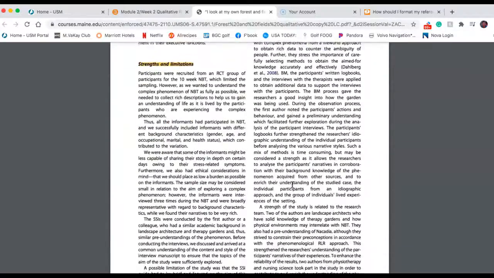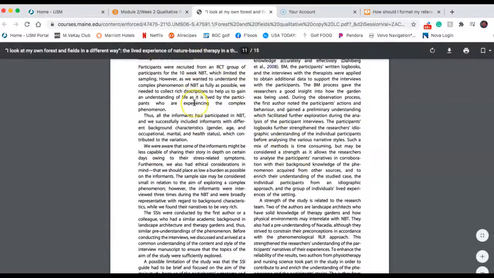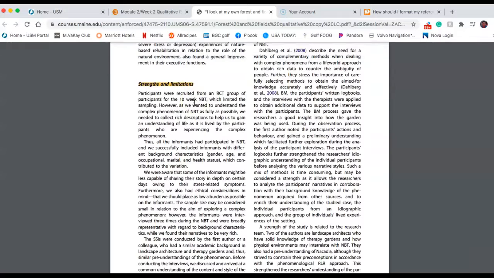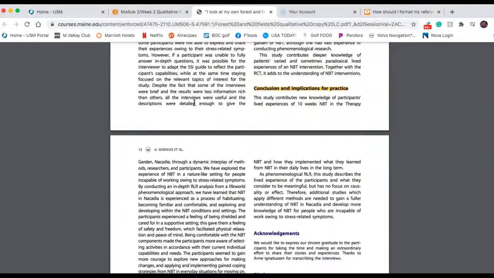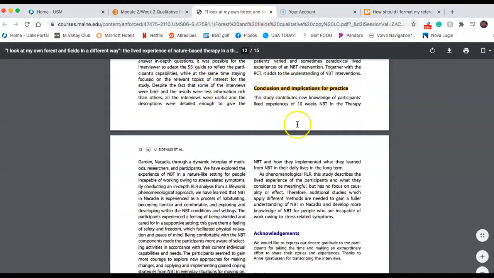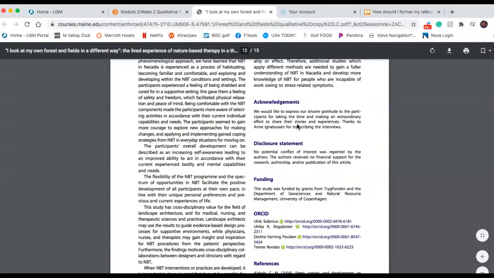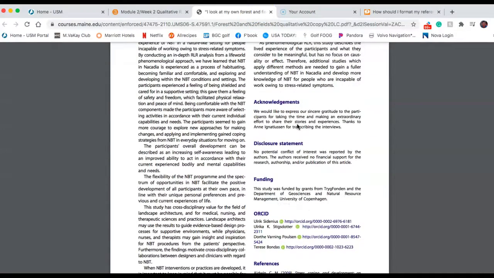Keep on going. Strengths and limitations of the study. That's, once again, written in such a way that gives you the indication that this is primary research rather than some author reporting on somebody else's work. Conclusions and implications, you can read all about that. So that's it. That's really what you're looking for.